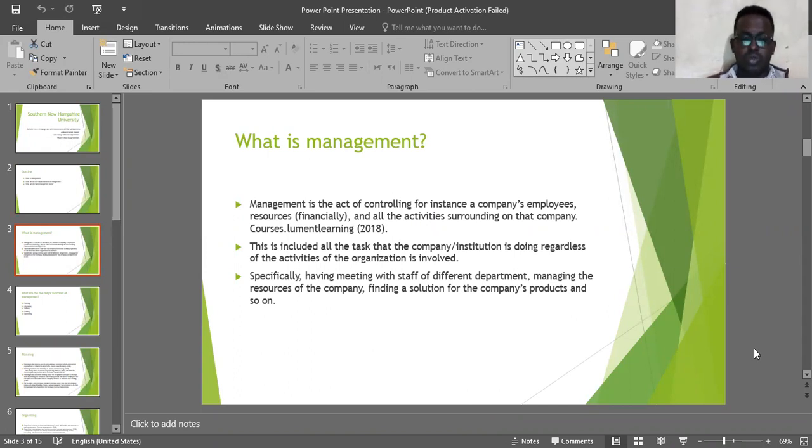This is according to Course Element in 2018. So this includes all the tasks that the company or the institution is doing, regardless of the activities the organization is involved in. Specifically, having meetings with different staff of different departments, managing the resources of the company, finding solutions for the company's products, and so on.